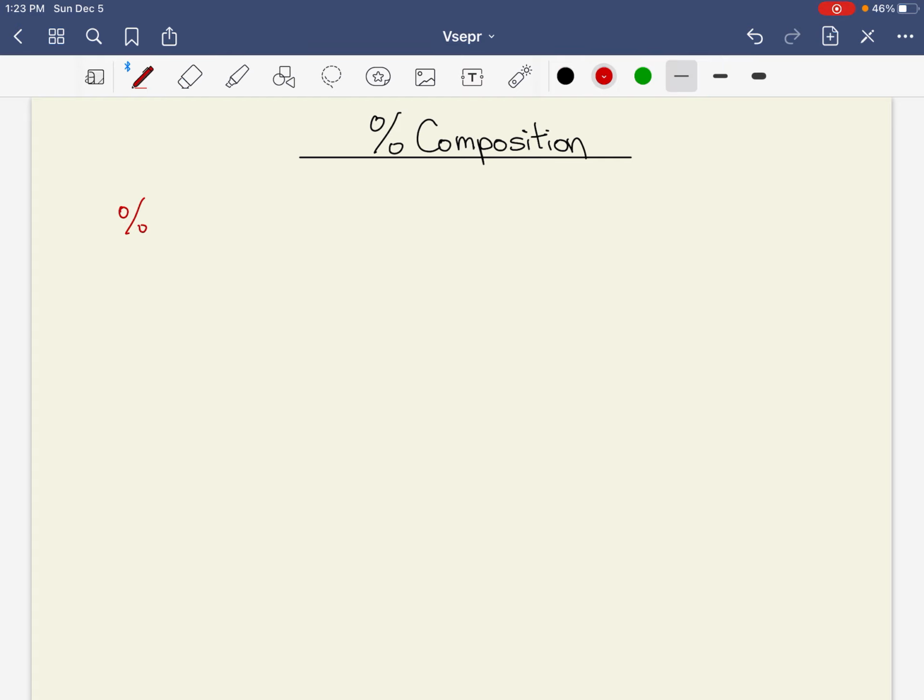I want to know the percent composition of, let's say, calcium carbonate. So I want to know the percentage of it being calcium, the percentage of it being carbon, and the percentage of it being oxygen. Before I begin, I need to know that calcium carbonate has a molar mass of 40 plus 12 plus 16 plus 16 plus 16. That is 100 grams per mole. Hey, that's a nice number. All right, so let's go.